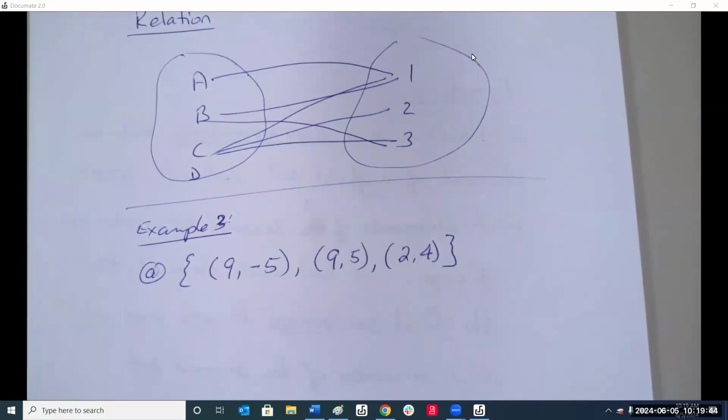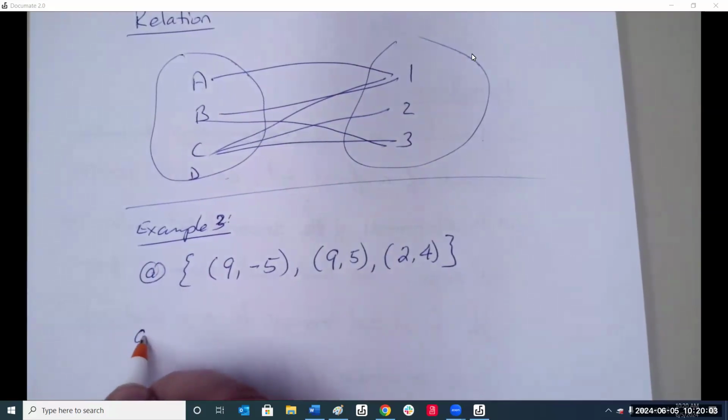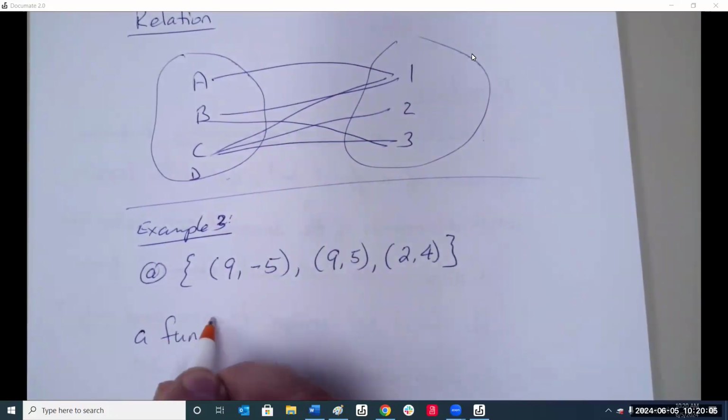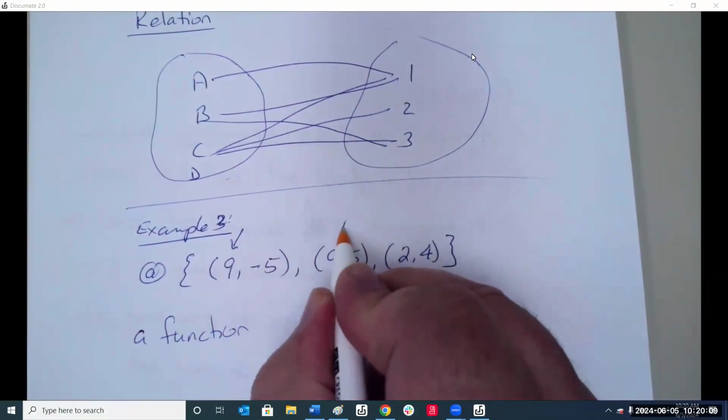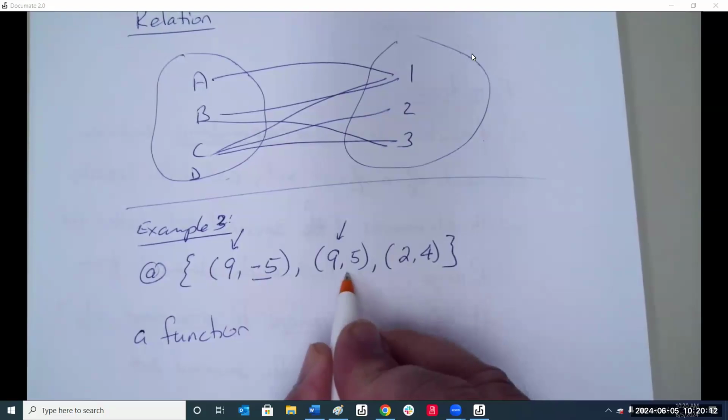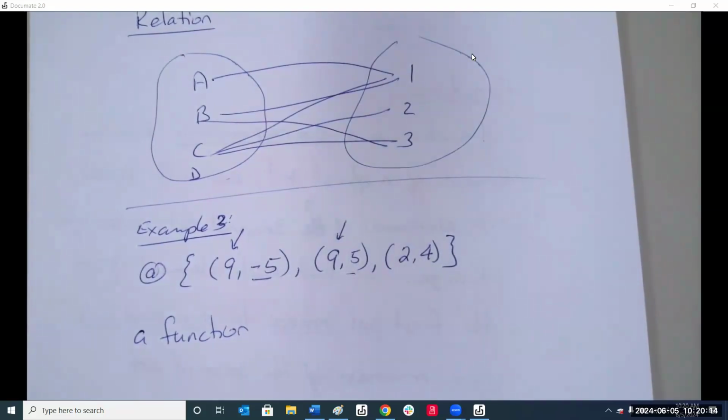Is this relation a function? Who says no? Everybody else says yes? No is correct. It's not a function. Remember, each element of the domain can only have one member in the range.